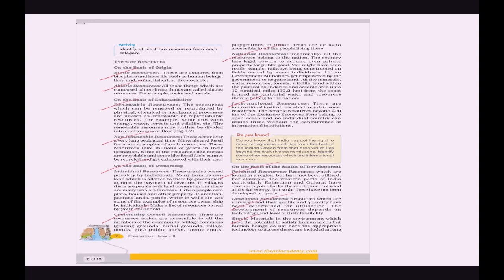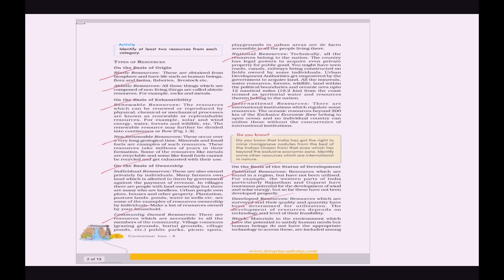Next is community owned resources. From the word community, it is used by the community. The resources which are accessible to all the members of the community. For example, public parks, picnic spots owned by the community. For example, students, those who are living in towns, you must be having parks inside your community, which means that it is accessible to every member of that community. No one can say that this is my private property. It is accessible by every member of that community.